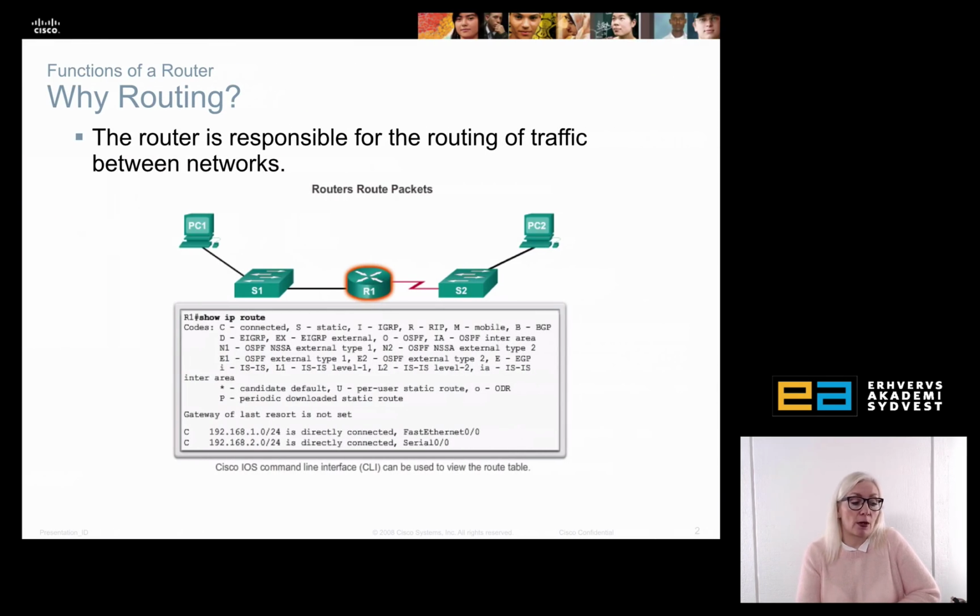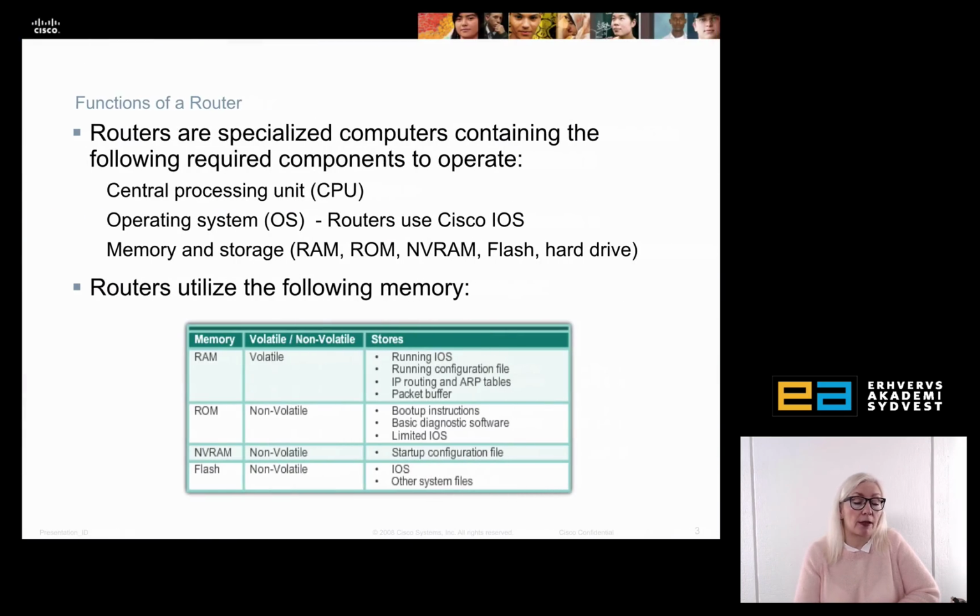The routers are responsible for sending traffic from one network to another, and they do that by looking at the IP addresses, or the layer 3 addresses, and then figuring out where and how to send the information so that it will finally reach its destination. And they do so by looking into their routing table.